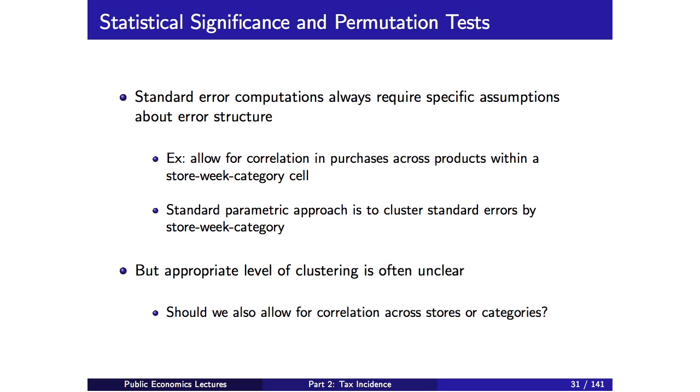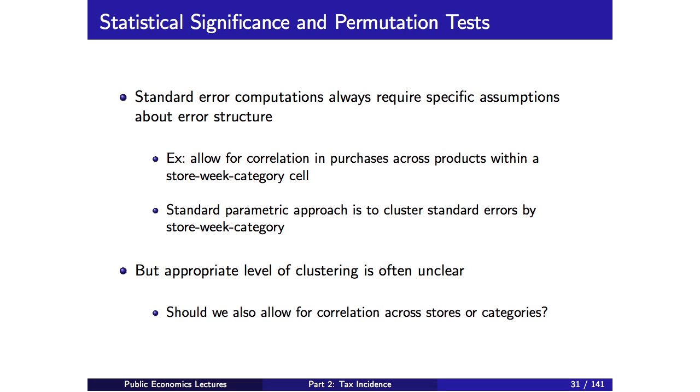So I clearly want to allow for correlation of purchases across products within these cells, and we do that in the standard errors that I report here by clustering at that level of store week category. But it's not totally clear that that's adequate. And what I mean by that is, to take an example, suppose we think that there might be correlation across stores or across categories, right? So it could be like you were giving an example of that, where when demand is high in this product category, demand is lower for some reason in other categories because people have a fixed budget and they want to spend, let's say, $100, and so they end up spending more here and maybe less there.